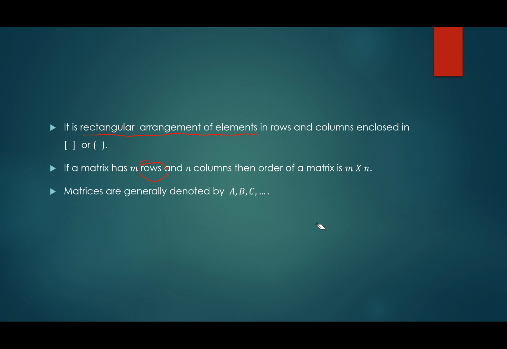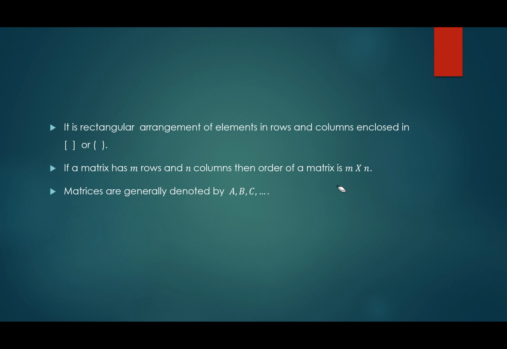So if my matrix has m rows and n columns, then the order of a matrix, a very important term, is m into n. The order gives the idea of the number of rows and number of columns in a particular matrix. And m into n gives the number of elements in a matrix. Okay, next.